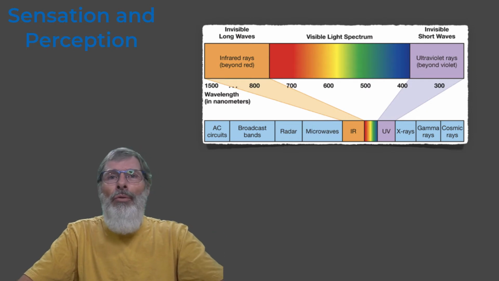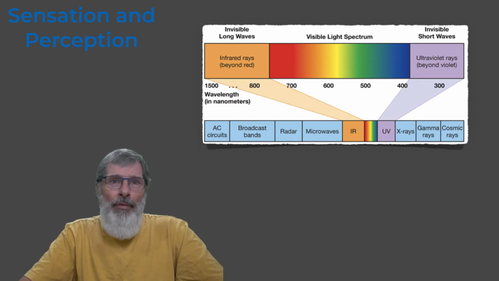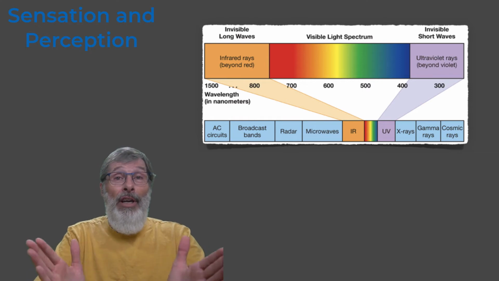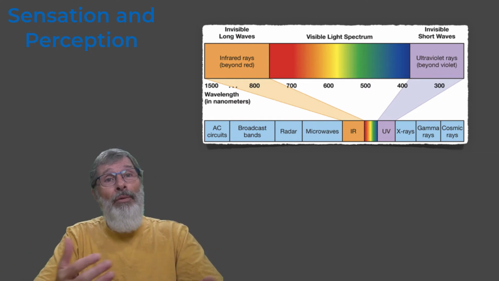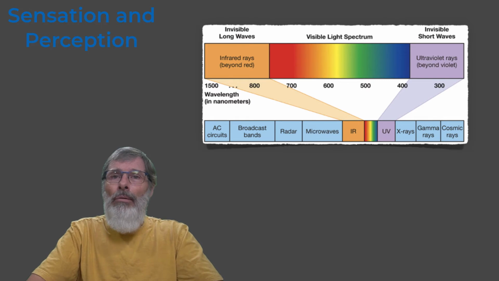Now, Sir Isaac Newton discovered the prism that could break light into different colors. Colors of the spectrum include red, orange, yellow, green, blue, indigo, and violet.